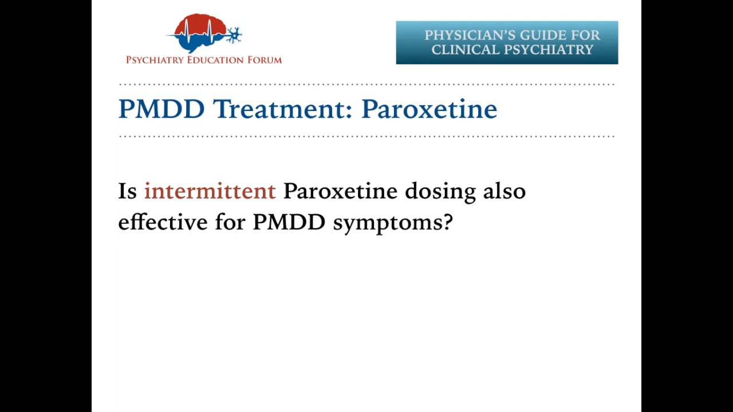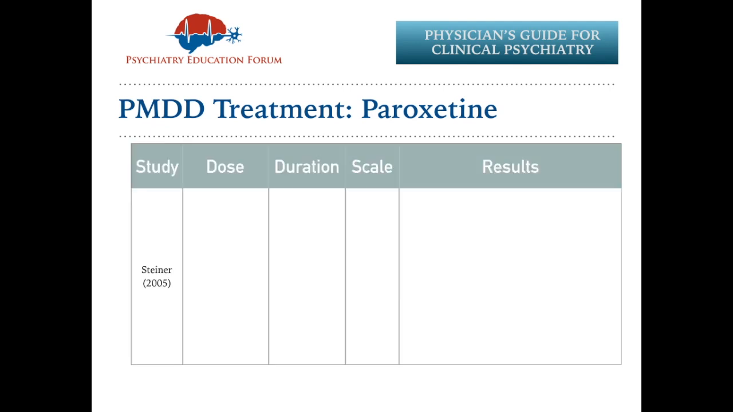How about intermittent dosing of paroxetine, luteal phase dosing of paroxetine? Was that found to be effective? Well, Steiner again published a study in 2005. This was again a multi-center, randomized, double-blind, placebo-controlled, 3-arm study. Used the same paroxetine CR 12.5 milligram, 25 milligram with placebo, used only during luteal phase dosing for females.